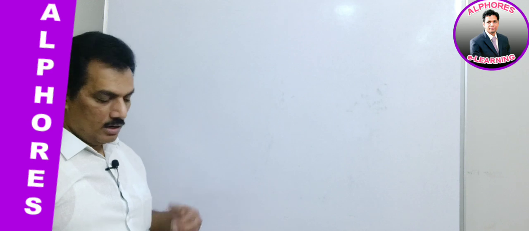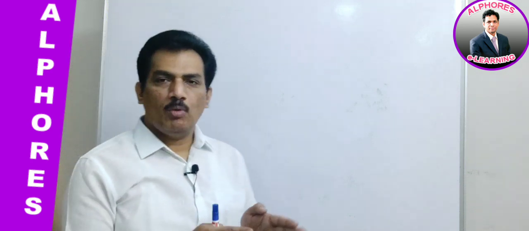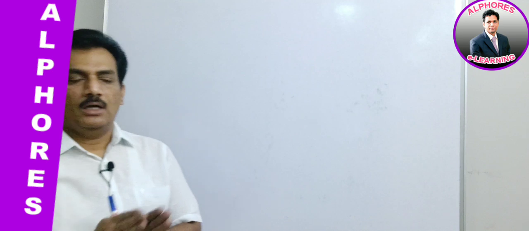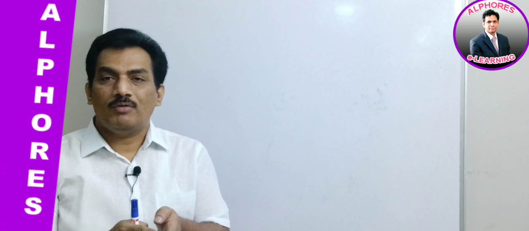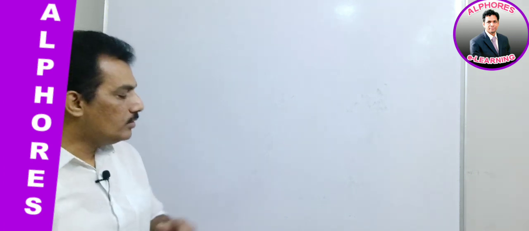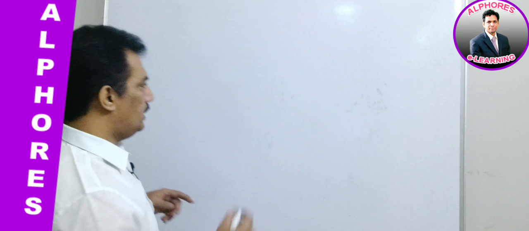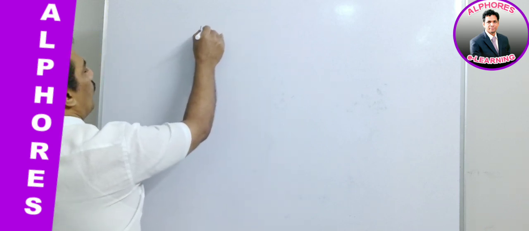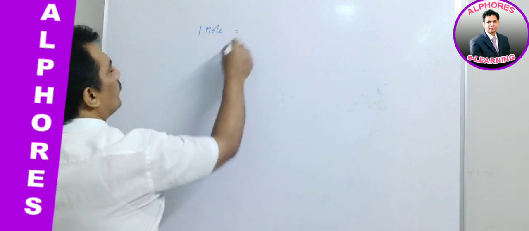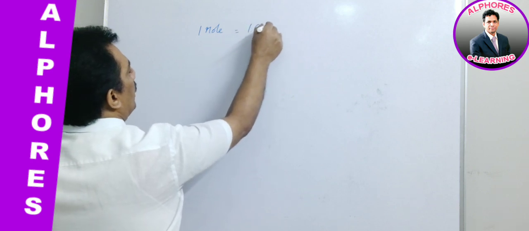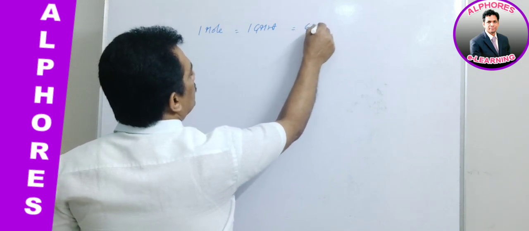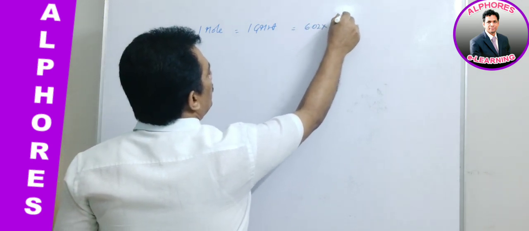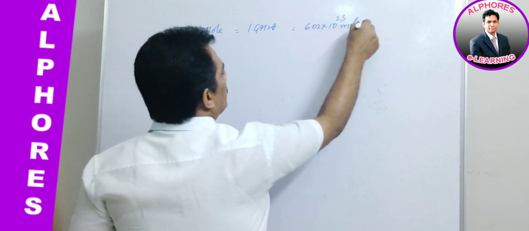In the previous session we defined the mole and found some relations among the mole and atomic weights, the mole and molecular weights, and the relation between the mole and the number of atoms or molecules. Altogether, finally what we concluded is 1 mole is equal to 1 gram molecular weight, and this is equal to 6.02 into 10 to the power of 23 molecules.